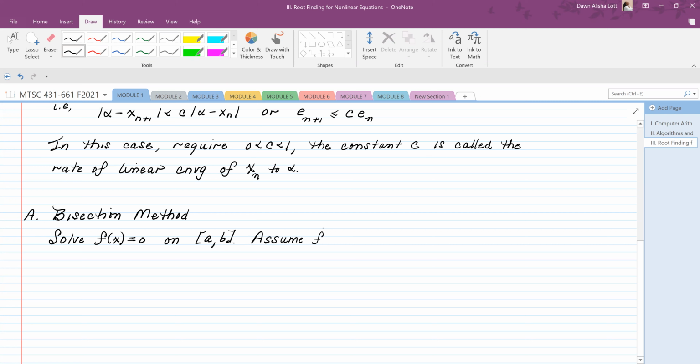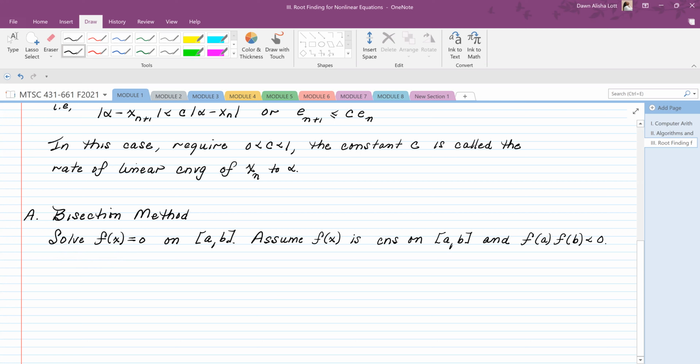All right. So we're going to assume that f of x is continuous on the interval AB, and without loss of generality, we're going to assume that f of A is less than f of B. Okay. No, that's not what I want. Let's just assume that f of A times f of B is negative. So one of them is positive and one of them is negative.